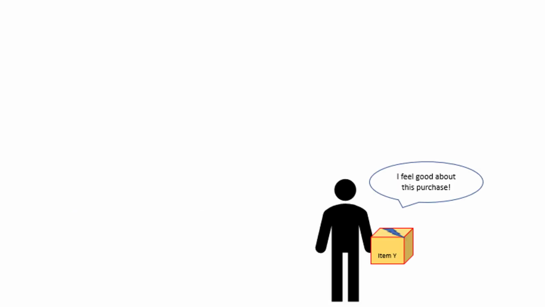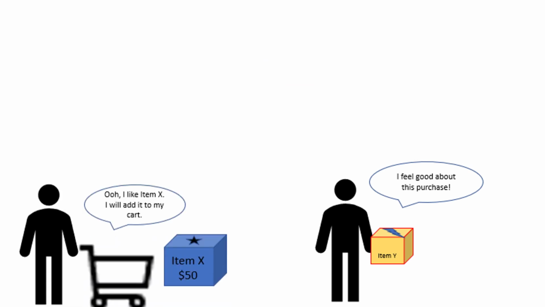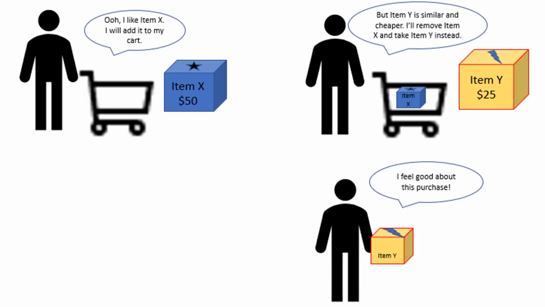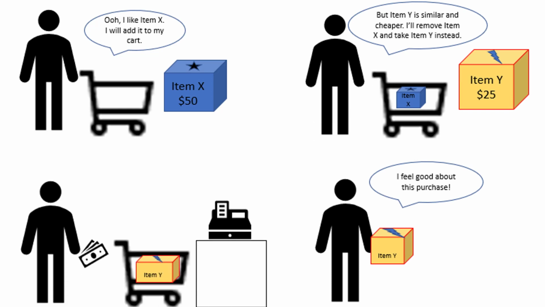So, for example, you might see that a customer purchased item Y. But what process led to that purchase? What other items did the customer view and add to their cart? What items did the customer decide to remove from their cart? What series of changes resulted in this outcome?